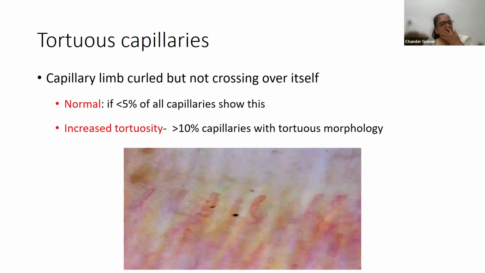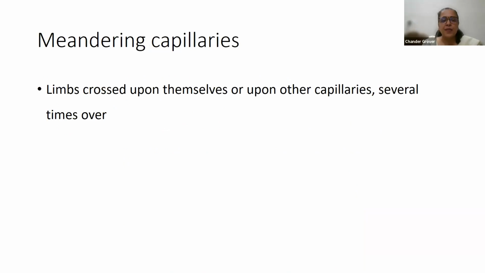Tortuous: if less than 5% of capillaries are tortuous, it's okay. We count it as a variation of normal. But more than 10%, we count it as increased tortuosity, which is again an early stage of disease progression.